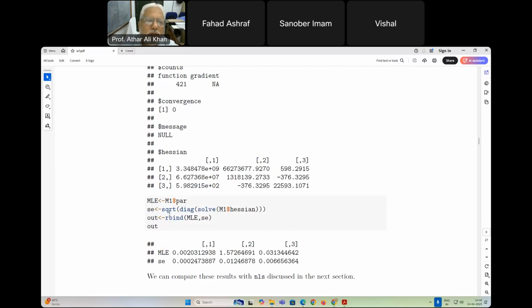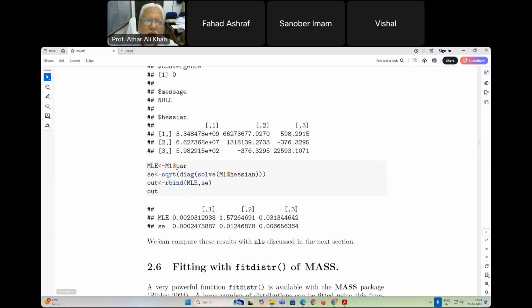And to compute the standard error, sqrt(diag(solve(m1$hessian))). Then rbind, row-wise binding, of MLE and SE. So this is the estimate of beta naught with the standard error, the estimate of beta 1 with the standard error, and this is the value of sigma.